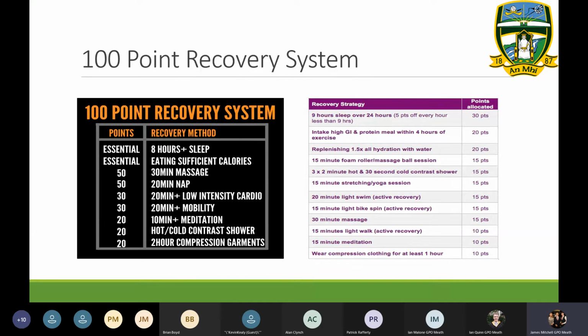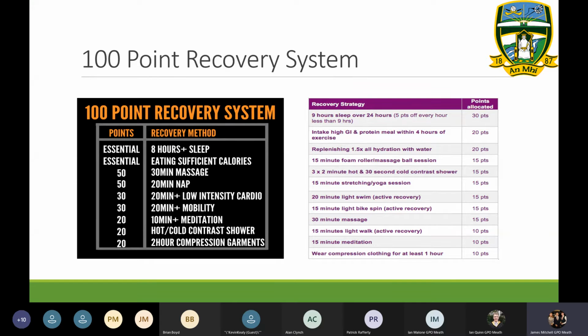So if you have maybe younger athletes, what you'd want to be prioritizing depends on the group of players you have. Like I've been preaching, it's trying to hit our basics: our sleep and our nutrition and hydration. You can see here that the one on the right, 9 hours of sleep, gives 30 points. A high GI and protein meal within 4 hours of exercise is 20. That's probably where you want to be prioritizing with younger athletes and more novice athletes. And then you can see down the bottom there that compression clothing is only 10, meditation is only 10.